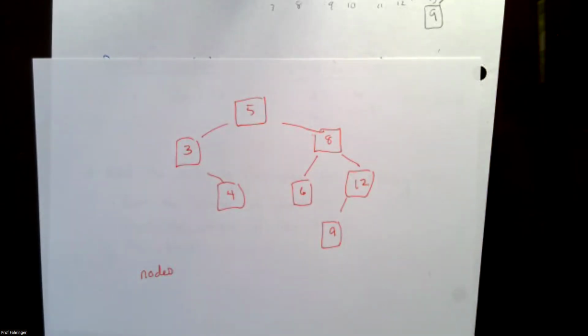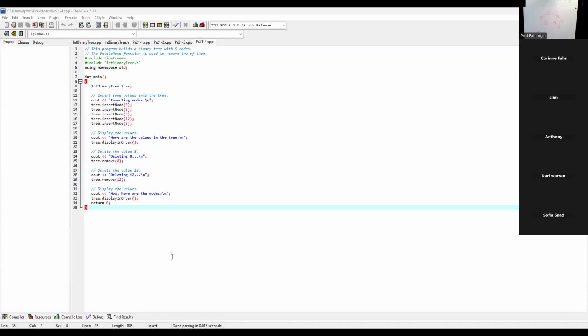Well, I'm going to pause it and let's see what's going on. We have a main that inserts nodes 5, 8, 3, 12, and 9. We do a display in order. We remove 8, we remove 12, we do another display.